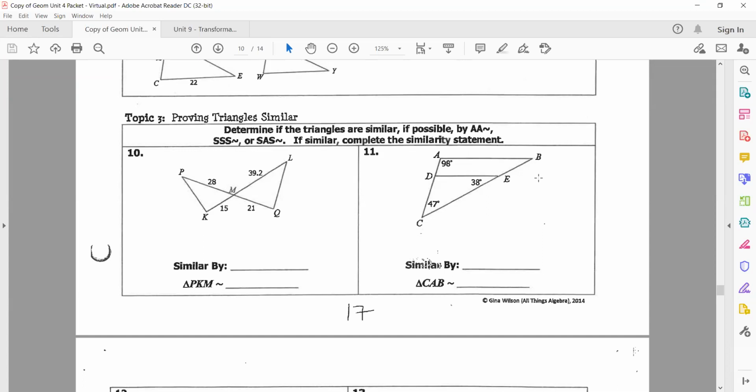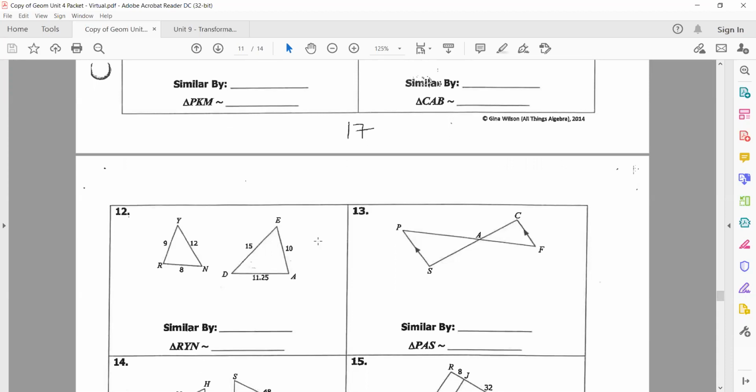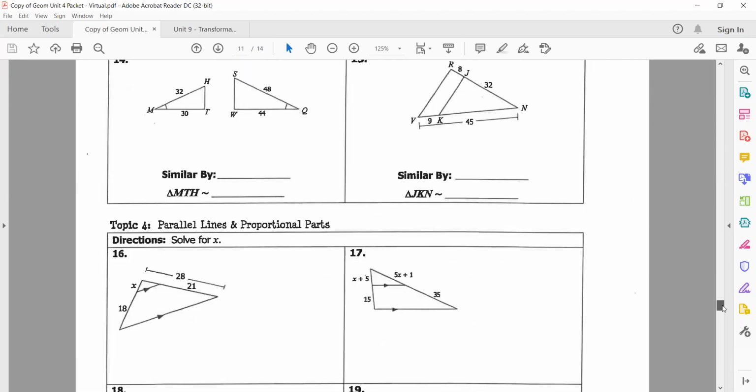Similarly, problem number 11. There's no side measurements whatsoever. We have no side length information. So the only possible proof that might work is angle, angle. And then you have to do the work through setting up the proportion to see if they truly are the same or not. They're going to be similar if you prove that. So all these proofs are like that. Problem number 12. That might be side, side, side, but that's the only possibility. So you can't force anything on those proofs.